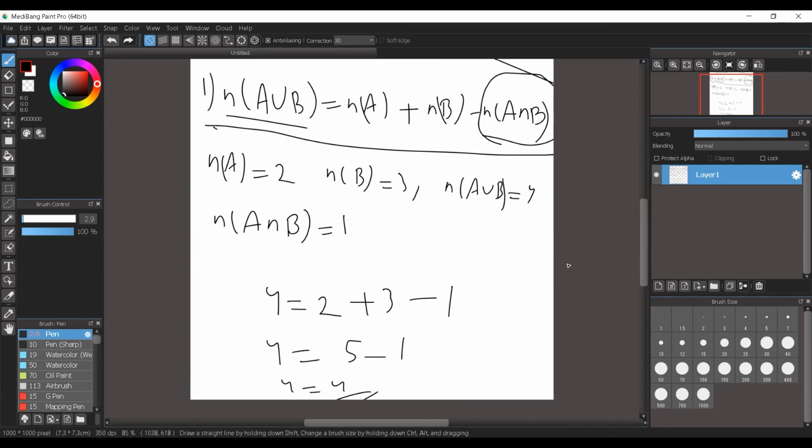You can just calculate with this, like LHS equal to RHS. That means n of A union B is totally 4. There are 4 elements in A union B, and n is basically the number of elements. Okay, great. Thank you, sir. Okay, you can go now to the next question.